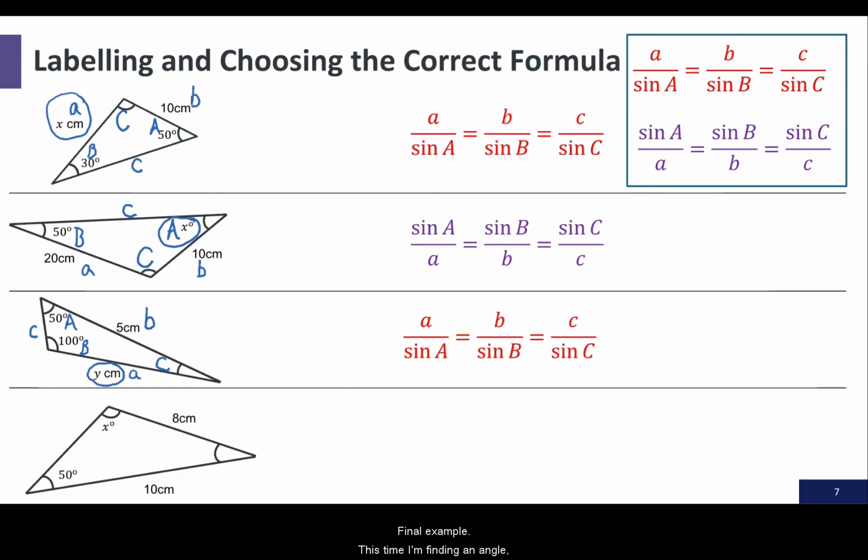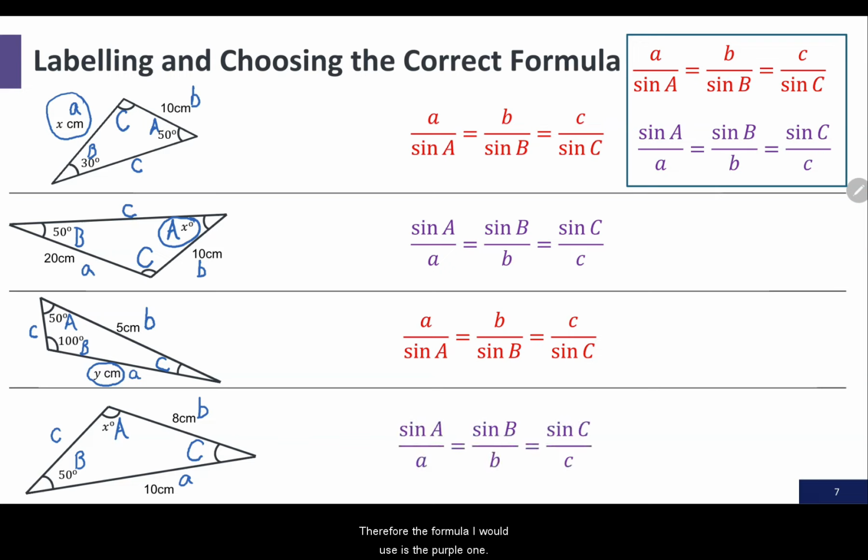Final example. This time I'm finding an angle. So I'm going to label x as capital A. The 10 centimeter side is lowercase a. The 50-degree angle I shall call capital B. Therefore the 8 centimeter side is lowercase b. And the final angle is capital C, and the final side here is lowercase c. Therefore the formula I would use is the purple one. I'm trying to find an angle, so the angles are the numerators.